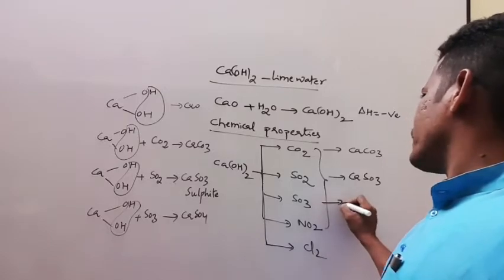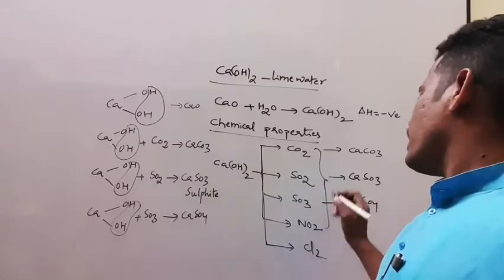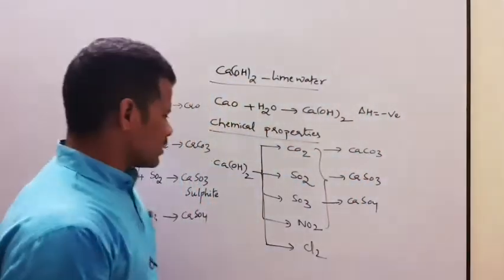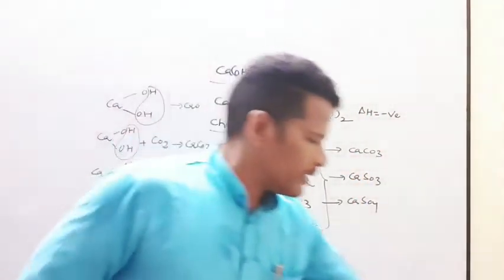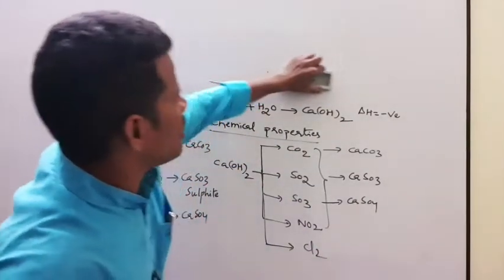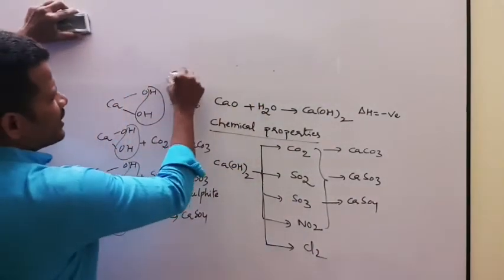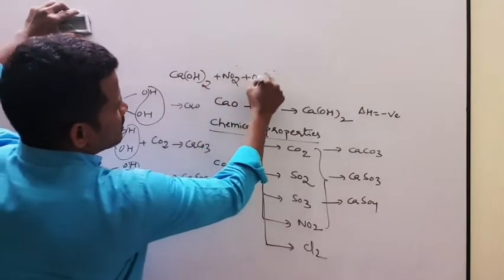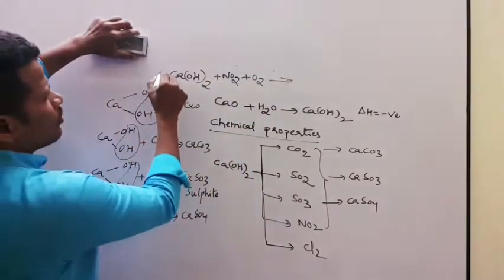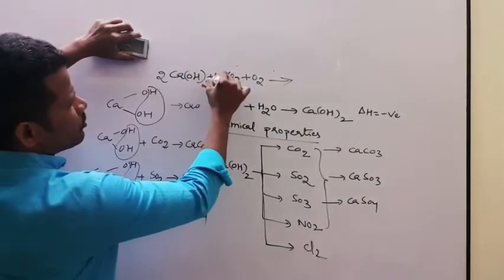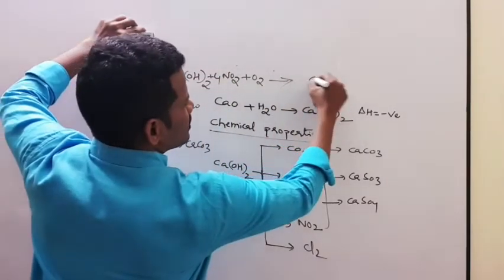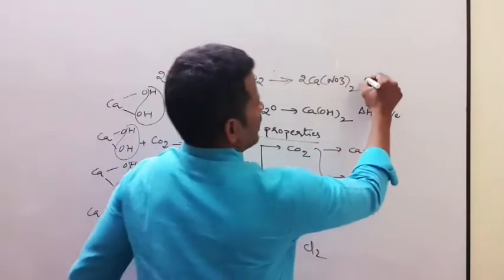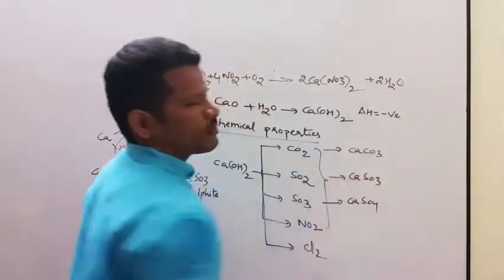React with sulfur trioxide, we have the formula calcium sulfate. And coming to nitrogen dioxide, calcium hydroxide reacts with nitrogen dioxide and oxygen. For example, if you take calcium hydroxide, nitrogen dioxide and oxygen, you take 2 moles and 4 moles of NO2, and our compound is Ca(NO3)2, calcium nitrate, and water molecules are formed.